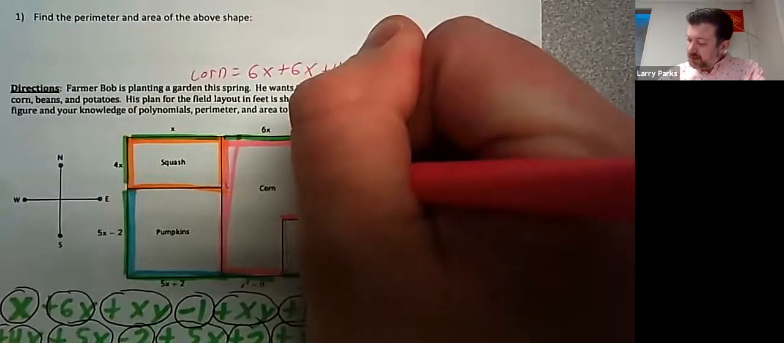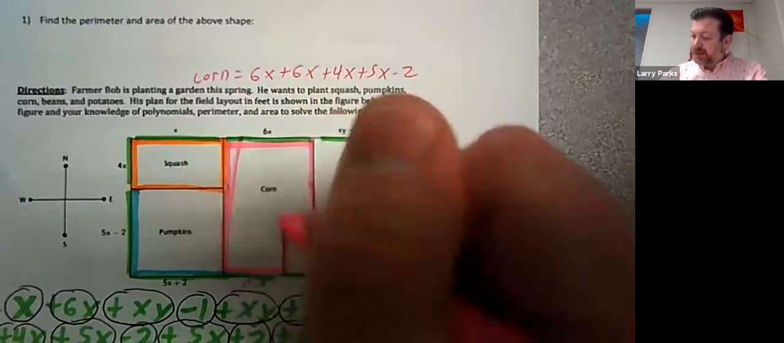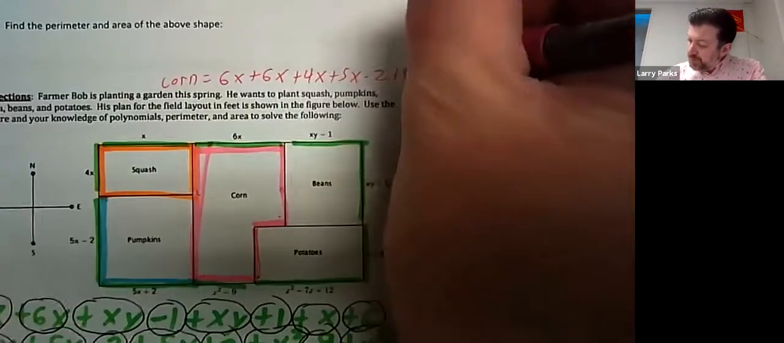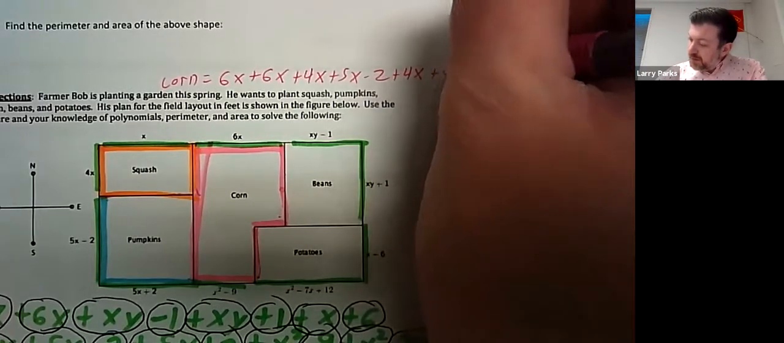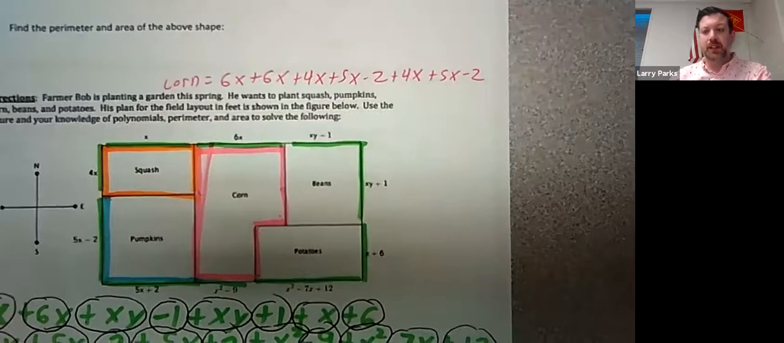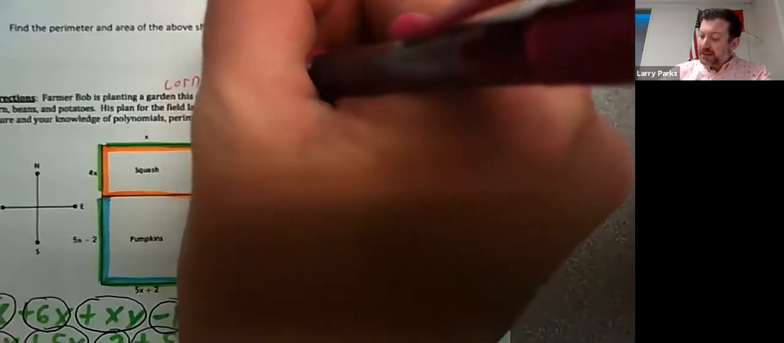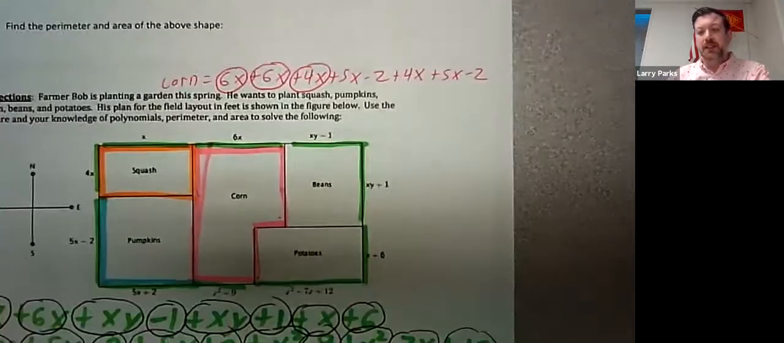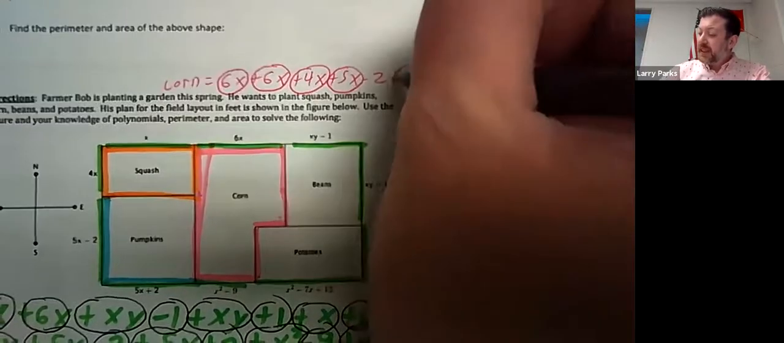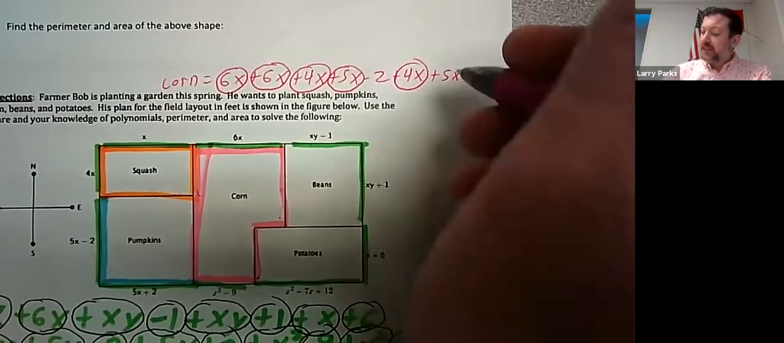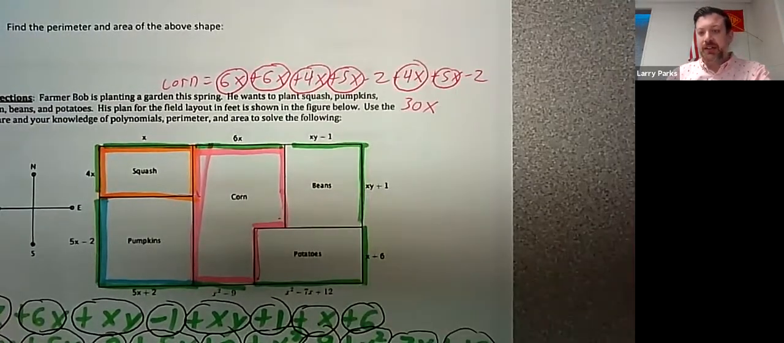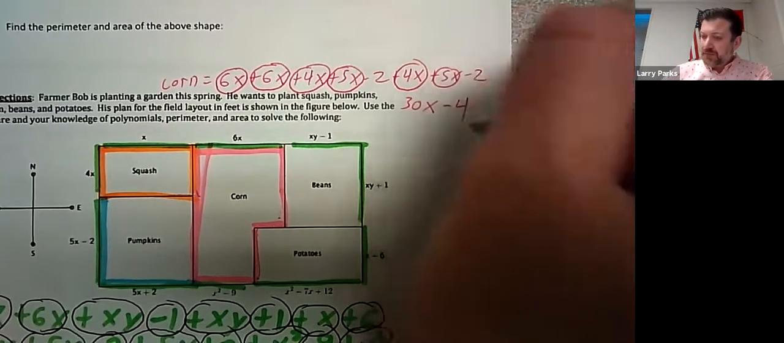4x plus 5x minus 2, because it's the whole distance. Then you do all the math. You got 6, 12, plus 4 is 16. Add on a 5, that's 21. Add on a 4, that's 25. Add on a 5, that's 30. And then the two negative 2's make negative 4. Okay.